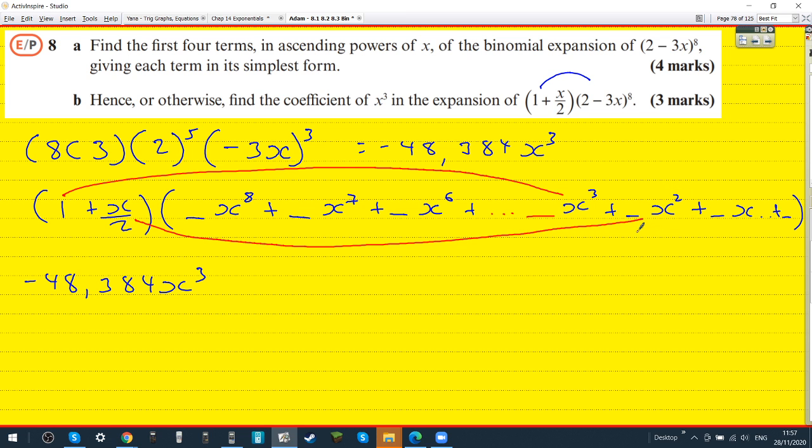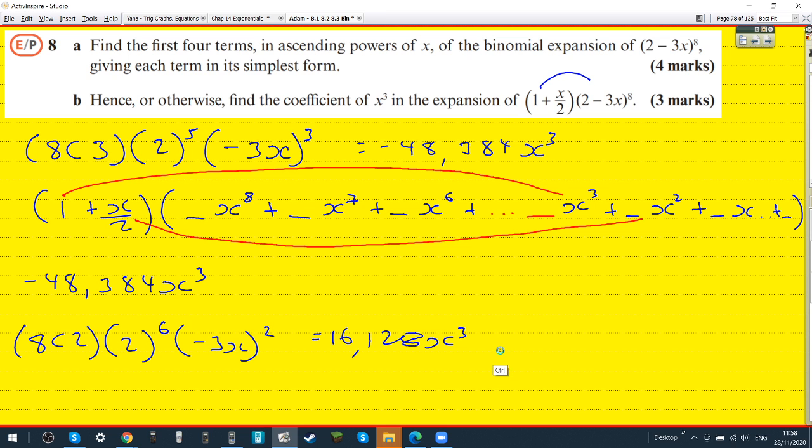So could you cube root that number then square root it? No. We found x cubed. You now need to find x squared. Oh, okay, yeah. 8 choose 2, 2 to the power of 6 minus 3x to the power of 2. Which should give you 16,128. Yep, that's x squared.